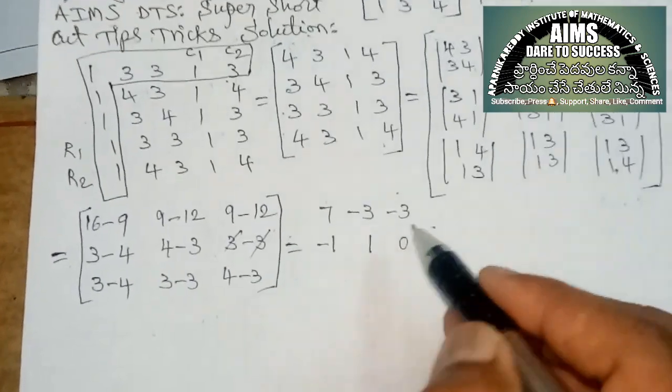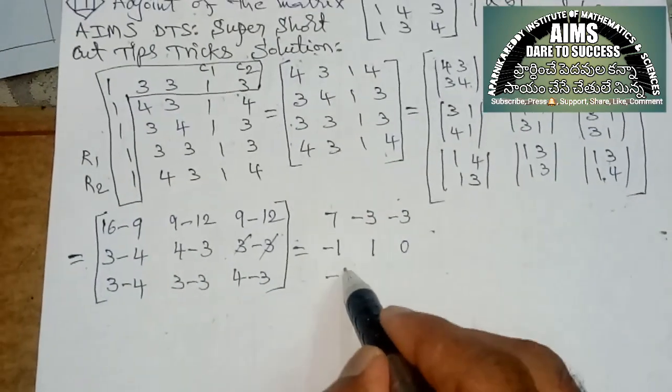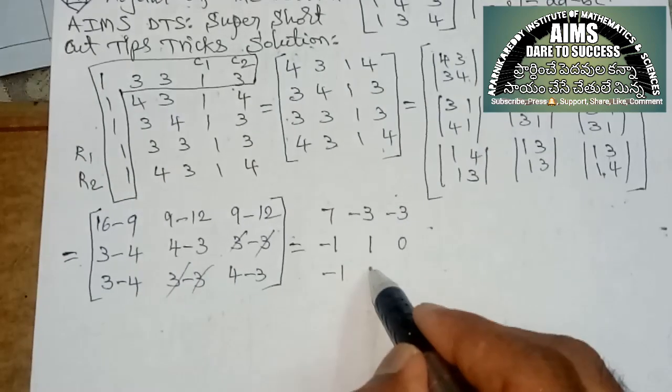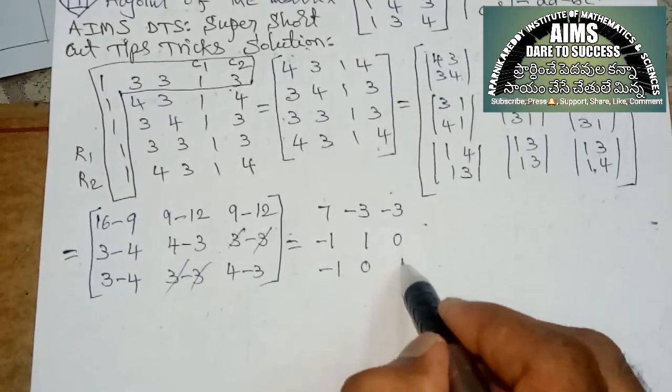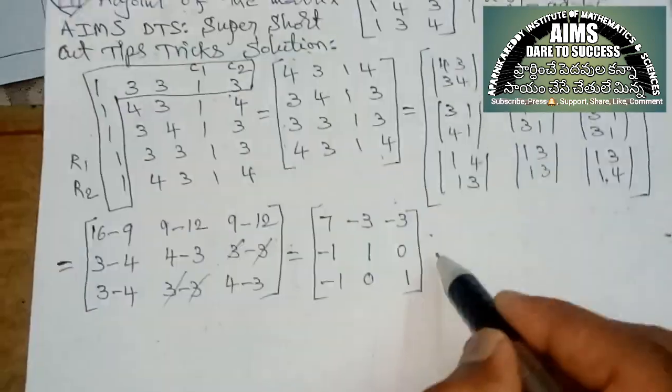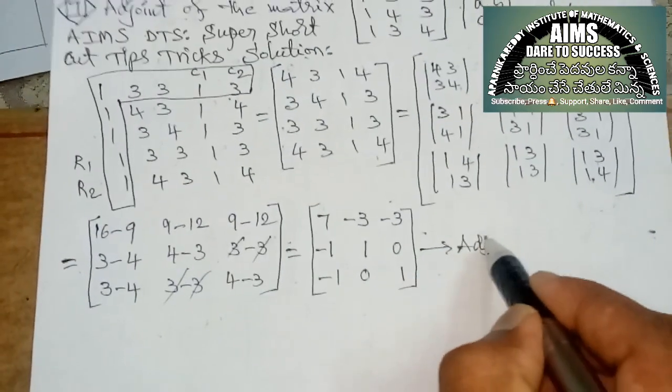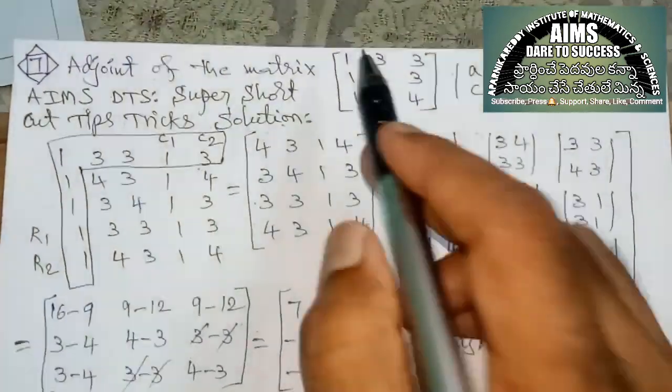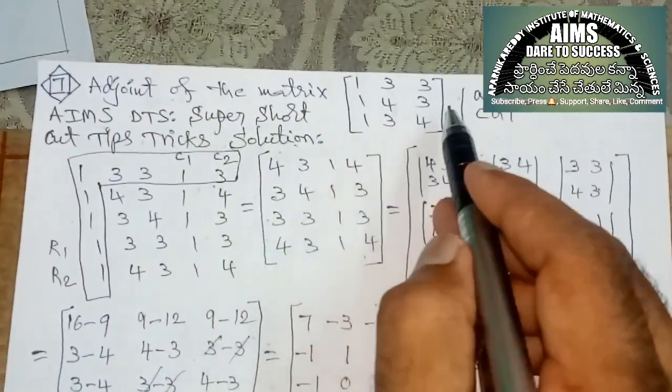Plus 3 minus 3 get cancelled, 0. 3 minus 4 is minus 1. Plus 3 minus 3 get cancelled, 0. 4 minus 3 is 1. This is the adjoint of the given matrix 1 3 3, 1 4 3, 1 3 4.